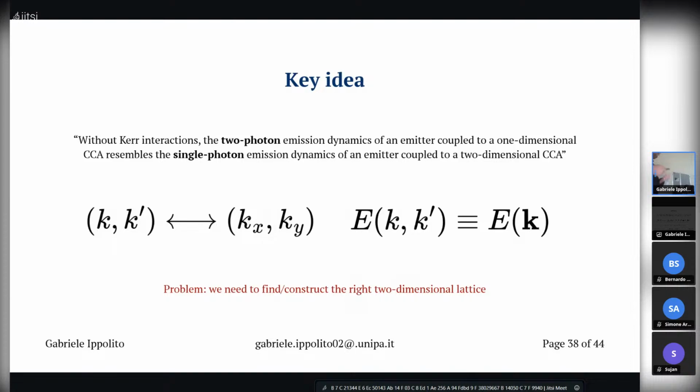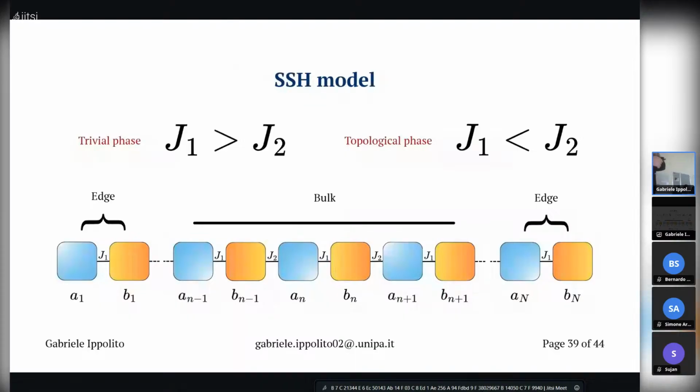The only problem is that a priori we don't know how to find or construct the right two-dimensional system that reproduces my dynamics. And I started from the SSH model. It is nothing but a very well-known model that exhibits topological properties, despite the fact that now we are not really interested in the topological properties. We are interested in seeing if the two-photon emission dynamics inside these systems would reproduce a two-dimensional emission dynamics.